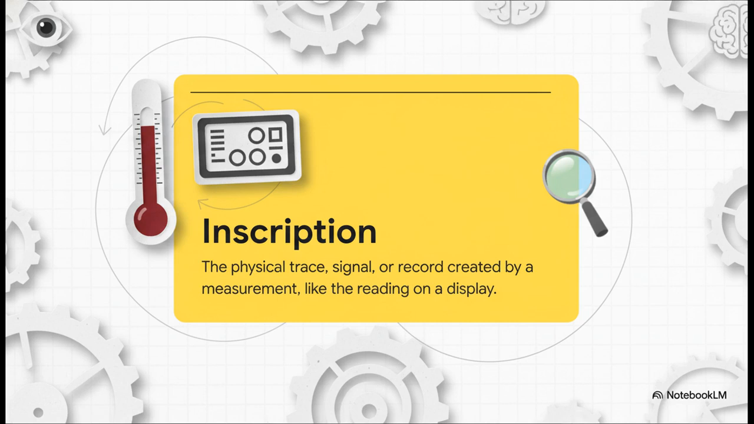And there's more. This interaction doesn't just happen and then, poof, vanish without a trace. It leaves behind an inscription, a physical record. The final reading on that thermometer's display, that's a physical inscription. It's the lasting evidence, etched into the world, that a measurement interaction actually took place.